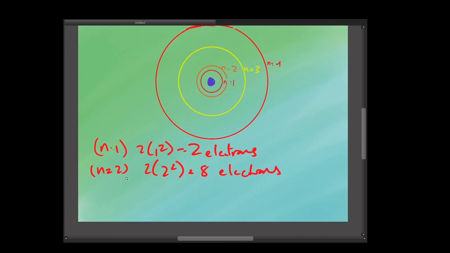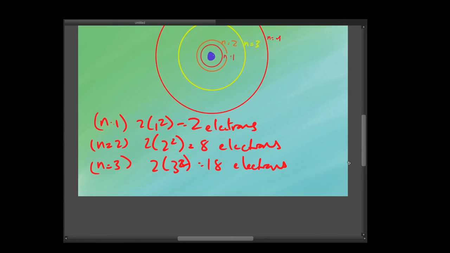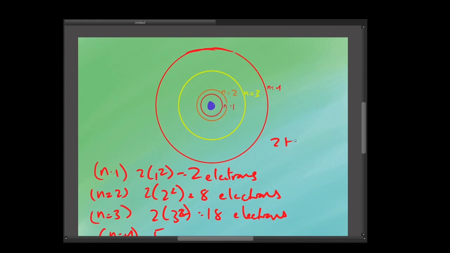And the third shell contains 2 times 3 squared electrons, which equals 18 electrons. As we already know, the fourth shell contains 5 electrons. The next step is to add them up. So 2 plus 8 plus 18 plus 5 equals 33 total electrons.